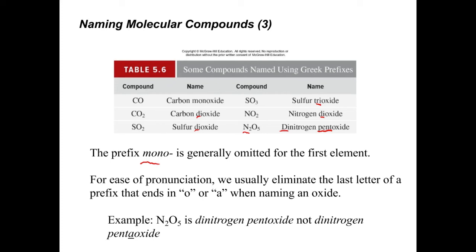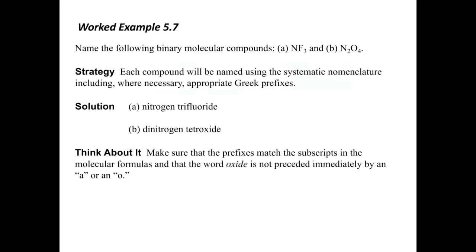So that's how you're going to name molecular compounds, and that's really as complicated as it gets. You're just indicating how many of each atom you have by using the right prefix. Some examples here. We have NF3, so we just have one nitrogen. We're not going to say mononitrogen, we're just going to say nitrogen. Then we have 3 fluorides, so we'll say tri, and then the name of the ion, fluoride. So 3 fluorides.